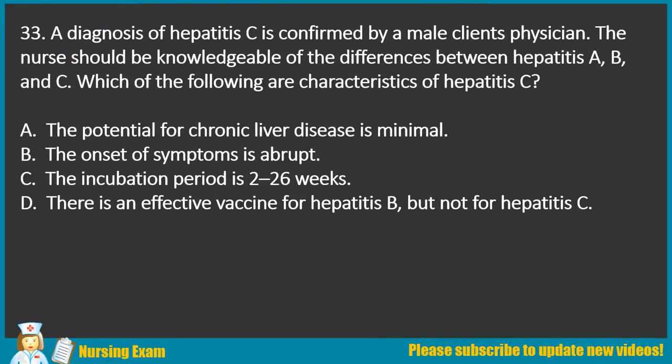Question 33. A diagnosis of hepatitis C is confirmed by a male client's physician. The nurse should be knowledgeable of the differences between hepatitis A, B, and C. Which of the following are characteristics of hepatitis C? A. The potential for chronic liver disease is minimal. B. The onset of symptoms is abrupt. C. The incubation period is 2 to 26 weeks. D. There is an effective vaccine for hepatitis B, but not for hepatitis C.